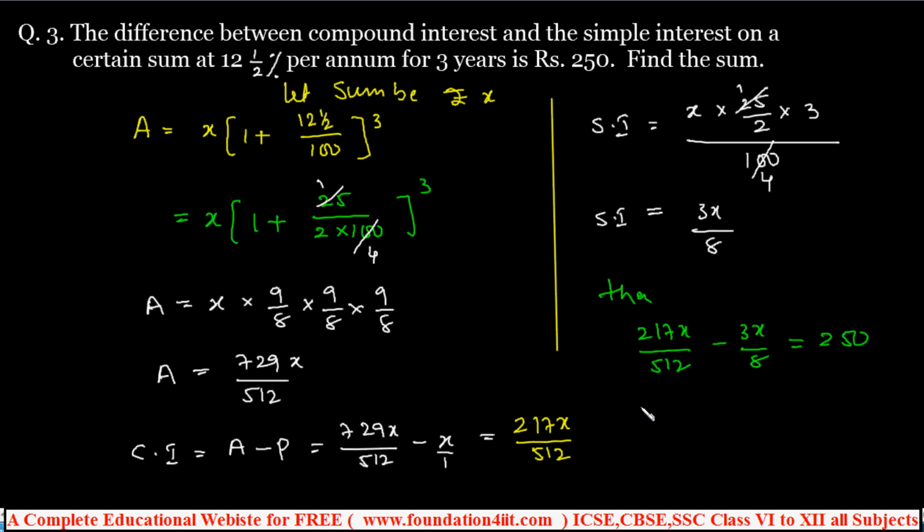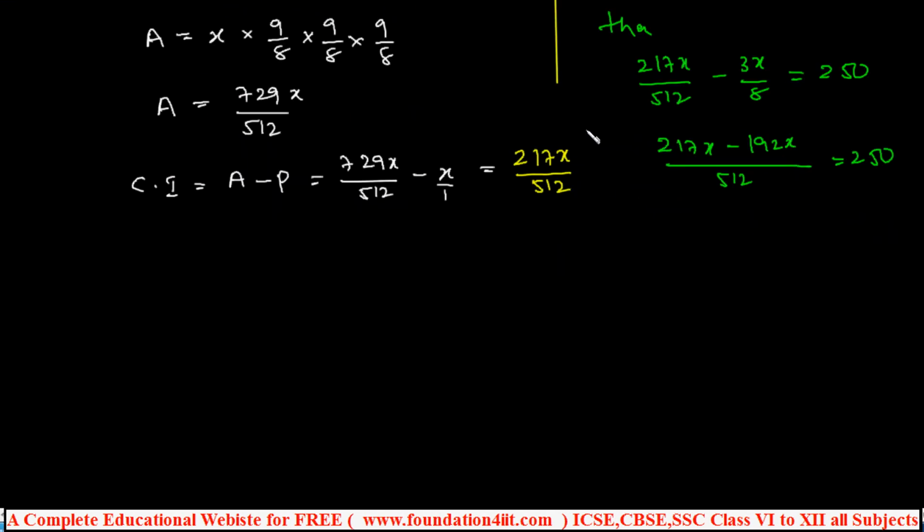217x minus, and 512 is the LCM, so 192x divided by 512. Do the LCM here directly. It is equal to 250. Now we can calculate more. How much will you get? 217 minus 192 is 25. Simplify this. So finally x is equal to 25.